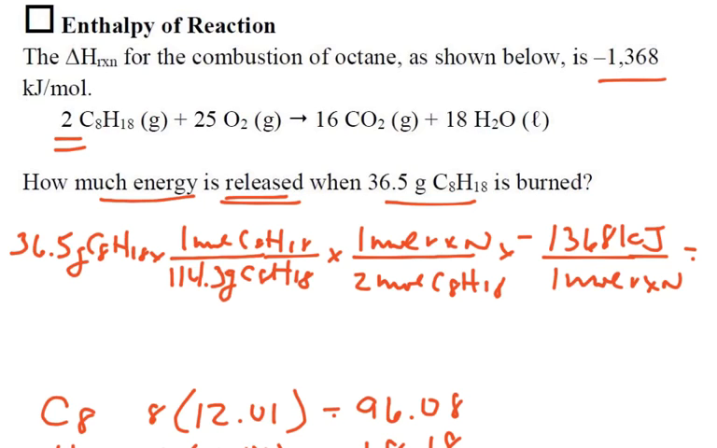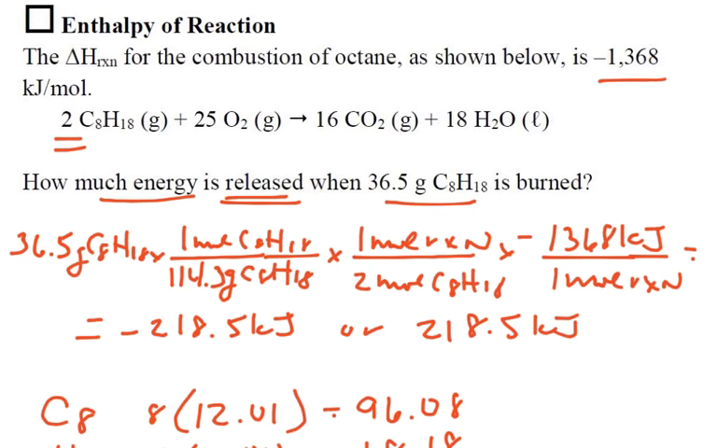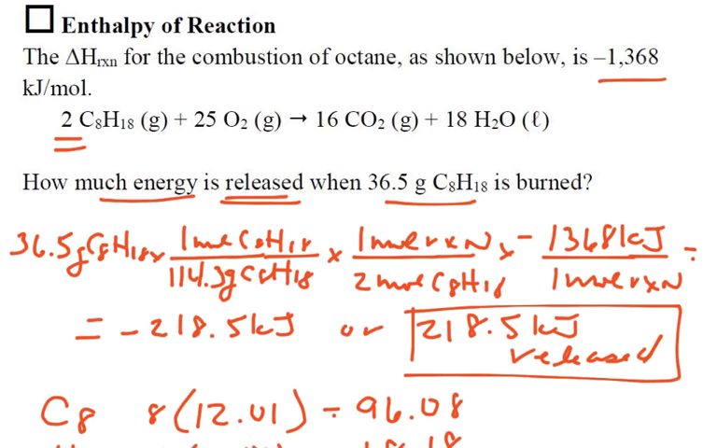So if I do all my answers here, I end up with negative 218.5 kilojoules. That's my energy. Or I would say that 218.5 kilojoules of energy is released. So if I use the word released, then I don't need the negative sign, but either one of these would be correct.